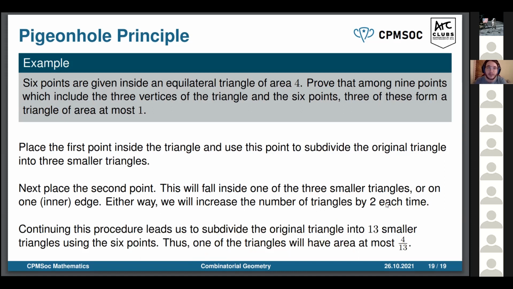So if we start with 1 triangle, and each point that we add, all 6 of them, adds 2, we have 13 triangles in total. So we've subdivided the larger triangle into 13 triangles. So at least one of those must have area at most 4/13. So we've cut it down quite a bit. That's less than a half, right?